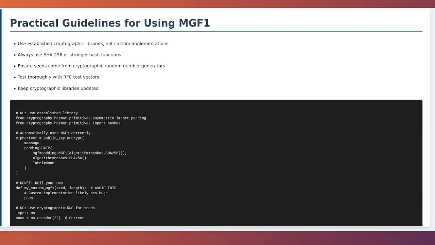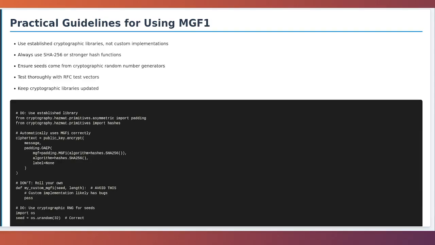Third, ensure your seeds are truly random. MGF1's security depends entirely on the seed being unpredictable. Use your operating system's cryptographic random number generator: /dev/urandom on Linux, CryptGenRandom on Windows, or SecRandomCopyBytes on macOS. These are designed to provide cryptographically secure random data. Don't use language built-in random functions like Python's random module or C's rand function for generating seeds, as these are not cryptographically secure.